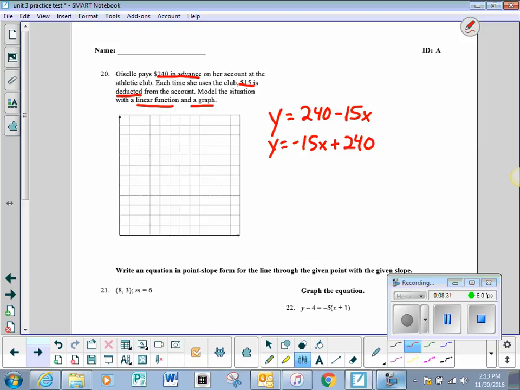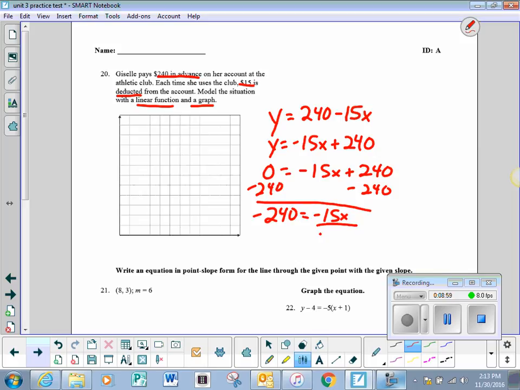Either is fine. Well, to figure out how to label my graph, I'm going to figure out when she's going to get to 0. So how many visits is she going to need to make to get to 0? Well, if I want to know when y is 0, I could subtract 240 from both sides and divide both sides by negative 15 after I do that. And I get that x equals 16.